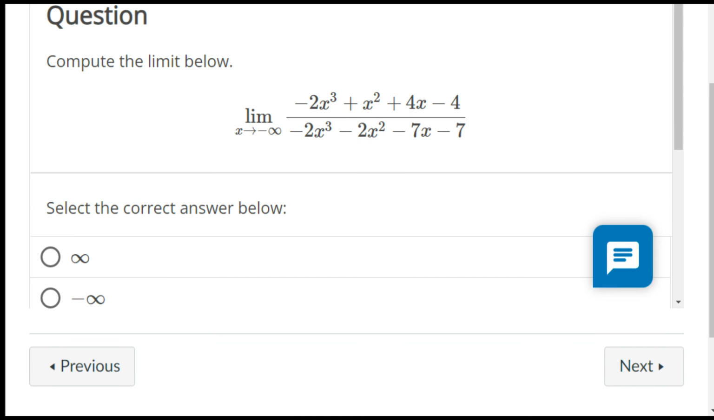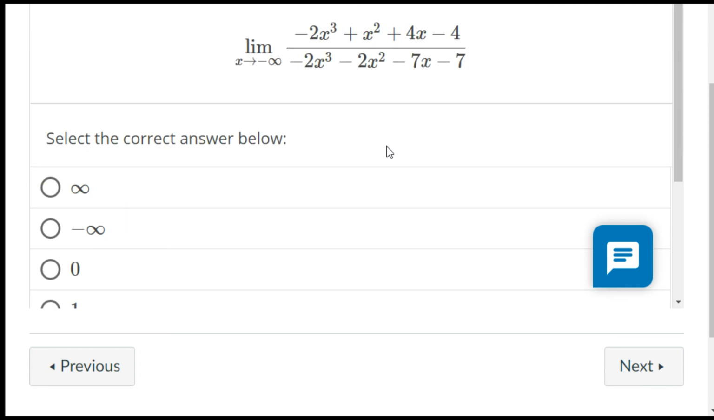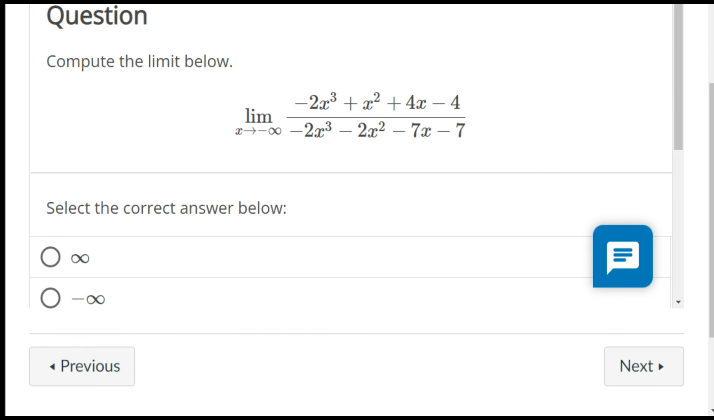Oh boy, the answer is 1. Right? This would be how we would demonstrate what the horizontal asymptote for this guy is. We would take a limit towards infinity, either one of them. Here in this case it's minus infinity.